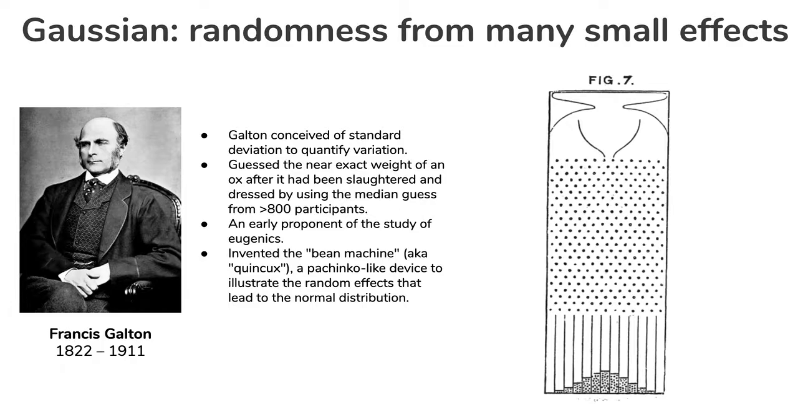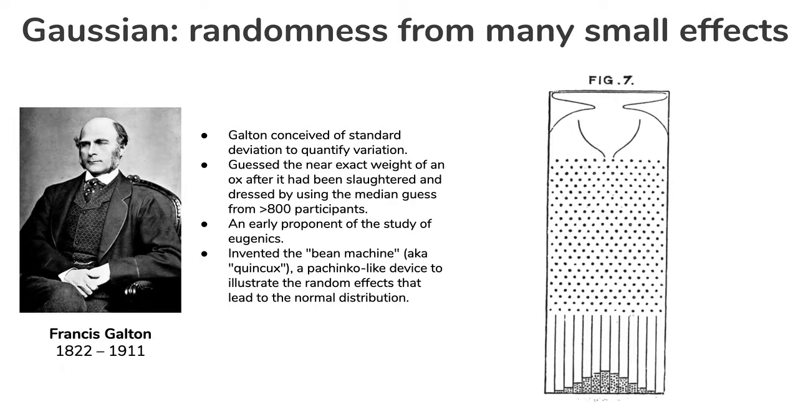So Galton is famous for a couple of things, some good things, some really bad things. He's famous in statistics for essentially quantifying variance through this metric called standard deviation, which we've already talked about. And he also pulled this famous trick at a fair, I guess, in England, where there was a prize if you could guess the weight of an ox after it was slaughtered and dressed, which is like why anyone would want to do that, I'm not sure.